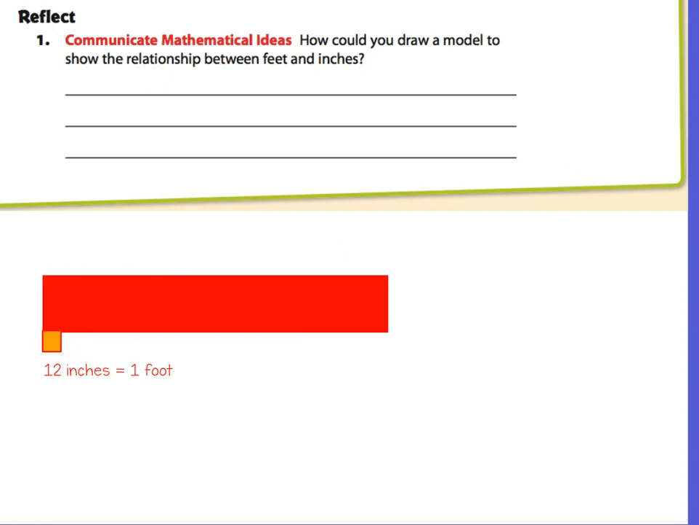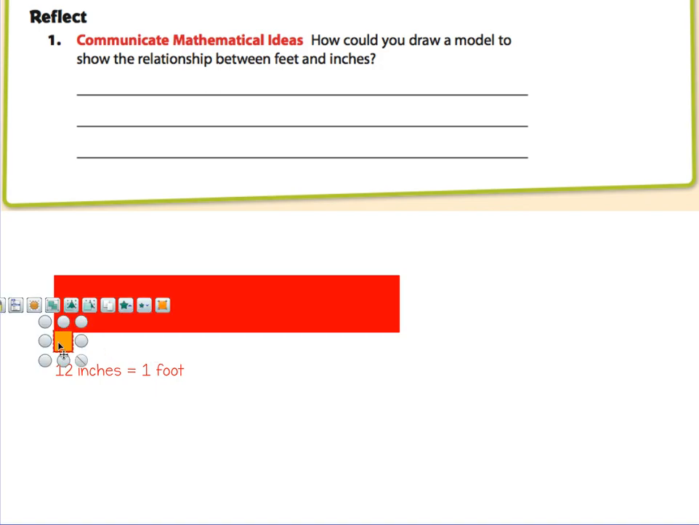So there's 1, and I'm going to do my best here to make these even. So there's 1, 2, 3, 4. Okay, and just to make this go a little bit faster, there's another 4, so now I have 8.